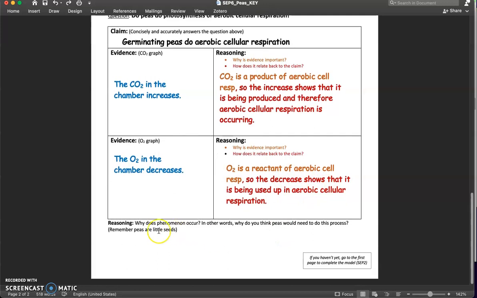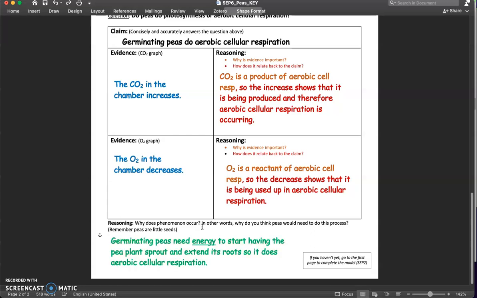Okay. So then lastly, why does this phenomenon occur? Why would the peas be, they're plants. Don't plants do photosynthesis, right? Why are they doing aerobic cellular respiration now? Well, the germinating peas need energy to start having the pea plant sprout and extend its roots, so it does aerobic cellular respiration.